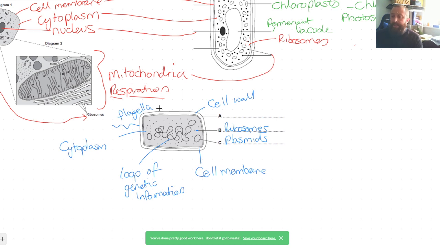When we're looking at the difference between bacteria and plants, similarity with the cell wall, but the difference is we're not going to have chloroplasts in this case. Again, they're going to be too small. There's no mitochondria, there's no vacuole, there's no nucleus, but they do have the similarity of the cell wall. So hopefully that makes sense.